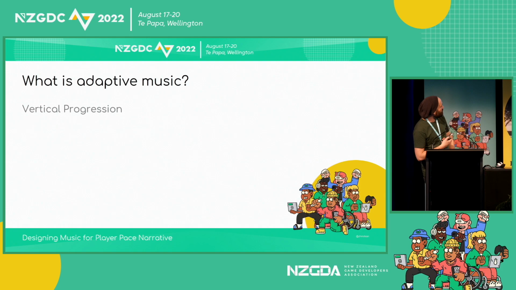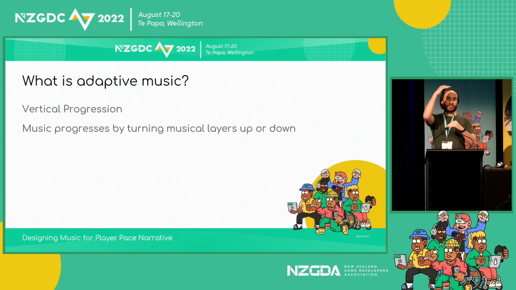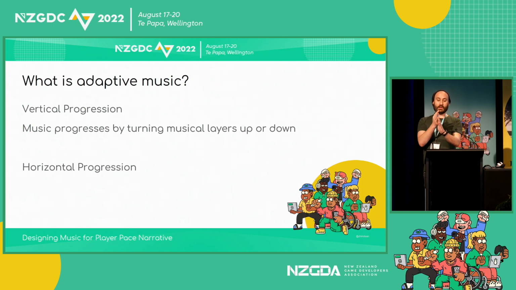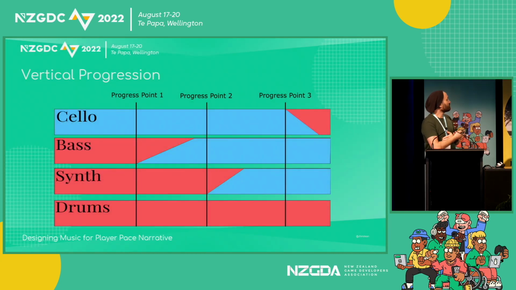So very quickly, what is adaptive music? I'll be talking about two kinds. Vertical progression, which is where you've got one section of music with a whole bunch of layers grouped together, and you turn something up or down or fade them in or out depending on player progression. And the other one is horizontal progression, which is moving from a section of music, the player progresses, and we come to another section of music, or we use a transition and then go to another section of music and back again. So we're moving through different parts of the music rather than changing the layers on that single part.